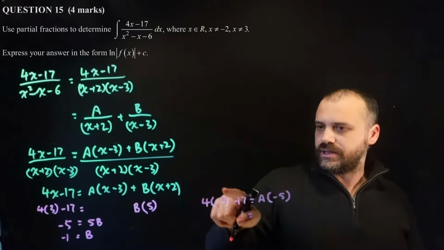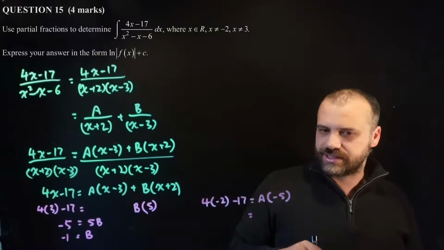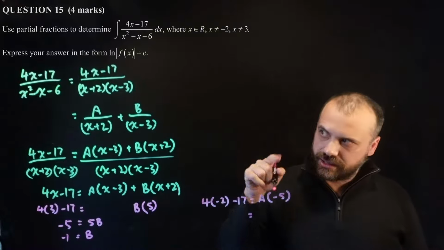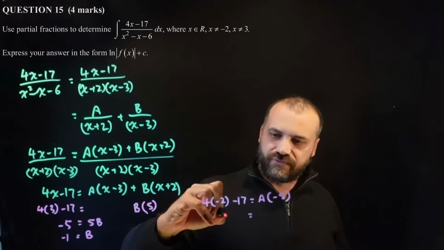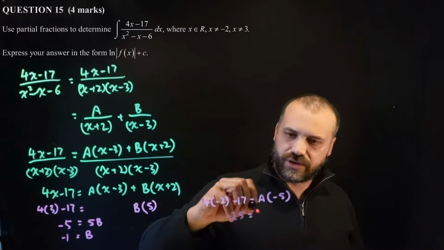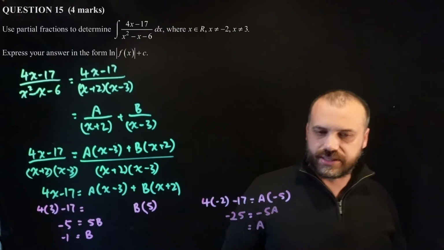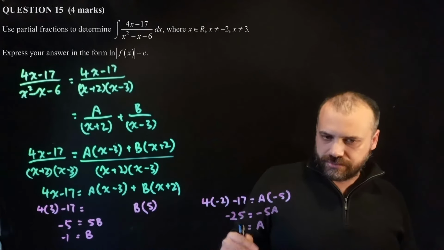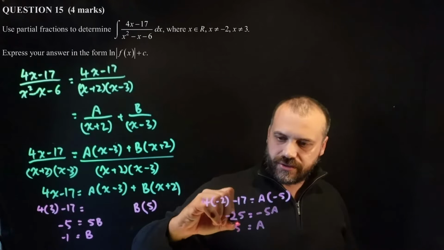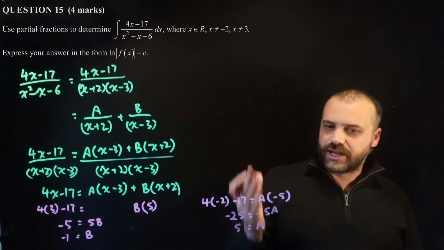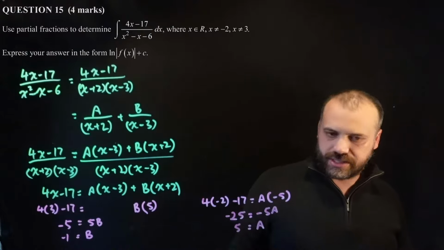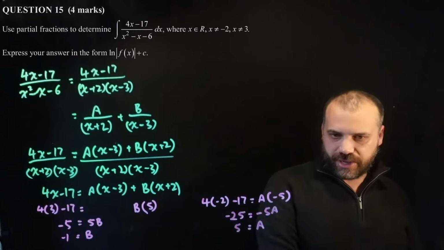So we're left with negative 8 minus 17. That feels like it's going to be negative 25. Negative 5a. a is equal to negative 25 divided by negative 5, which is 5. Great. I know that a is equal to 5. I know that b is equal to negative 1. I've done that partial fraction thing.